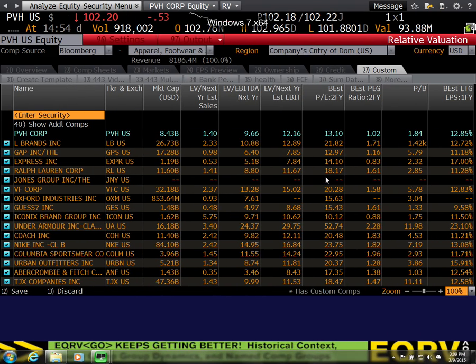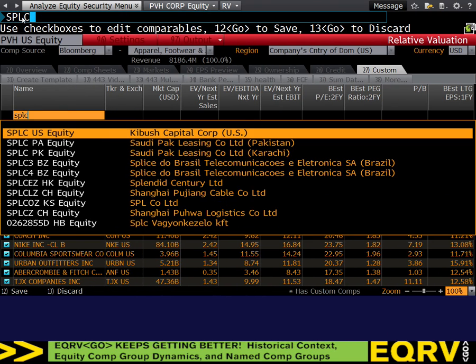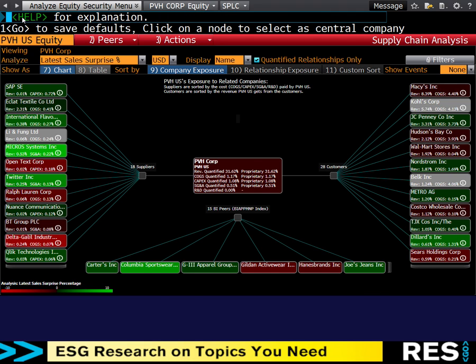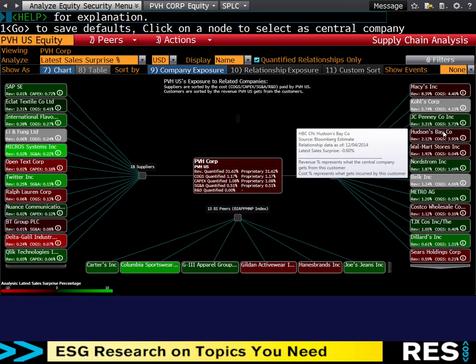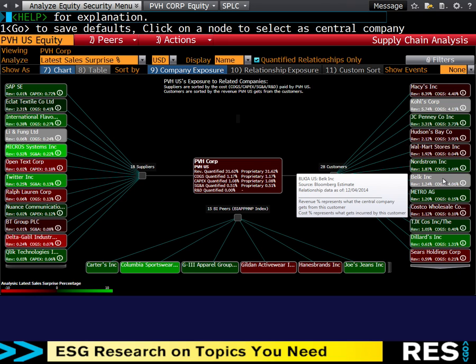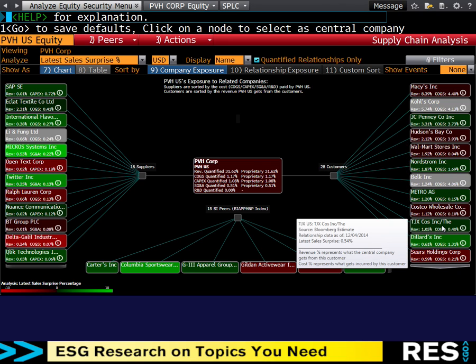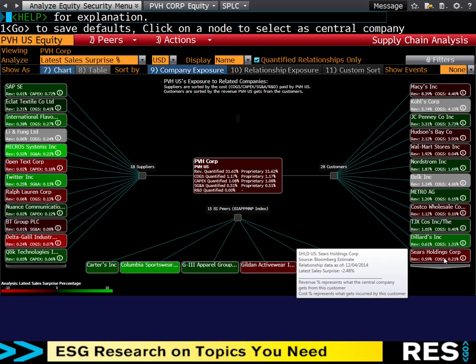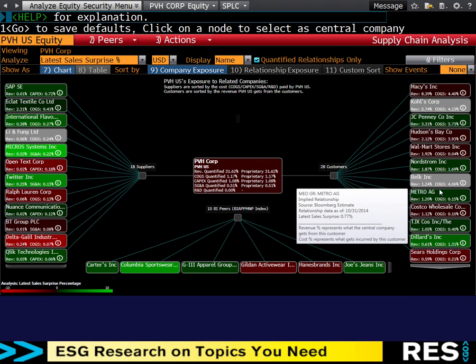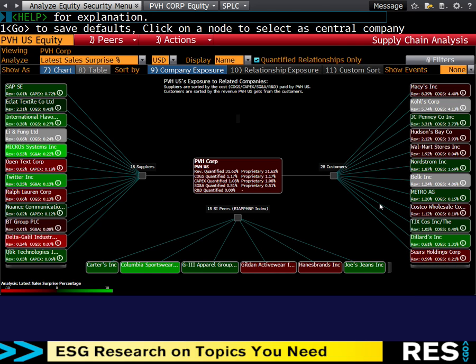Now, here's the interesting thing. Another feature of Bloomberg, supply chain. SPLC. This will show you the supply chain of any company. These are the customers of PVH, based on public data that Bloomberg's been able to get. Macy's, Kohl's, JCPenney, Hudson Bay, Walmart, Belk, Costco, TJ Maxx, Dillard's, Sears. Nordstrom's is in there as well. What does that tell you?